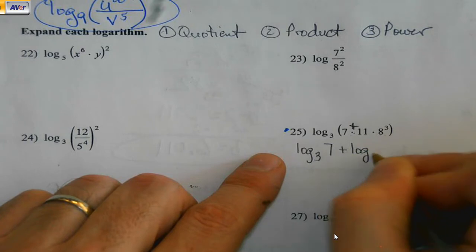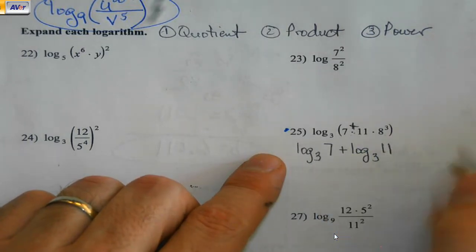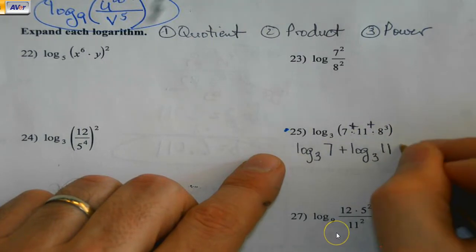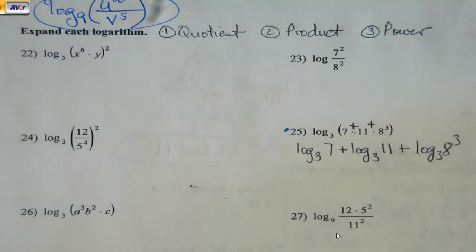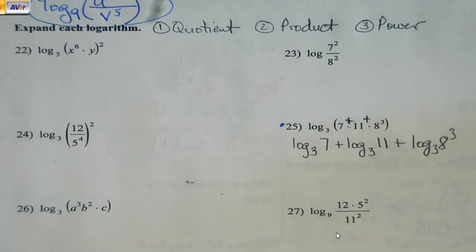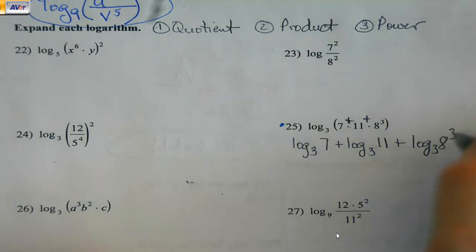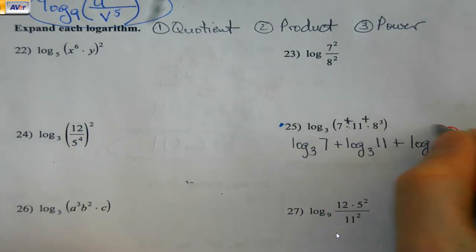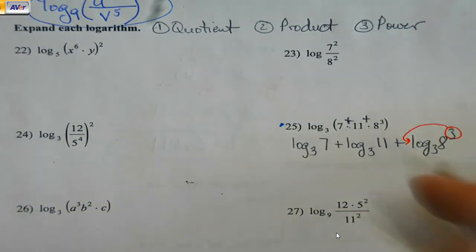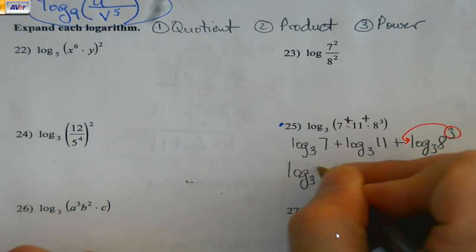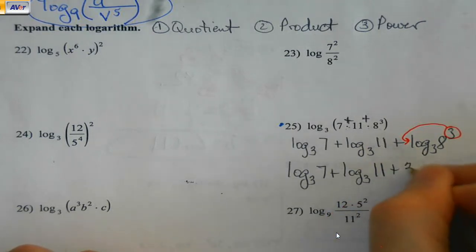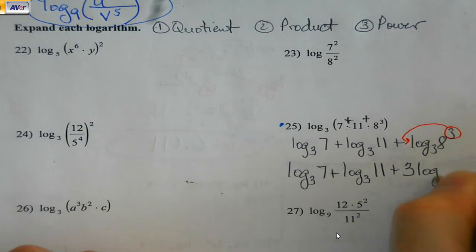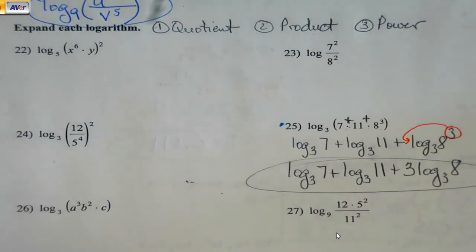Then I have a new log base 3 of 11. And I see another times, that's a plus. Log base 3 of 8 cubed. So that takes care of my product part. My power part now goes from exponent, and I have one, back to coefficient, back to what's in front. So that 3 goes away from being the exponent on my 8 and goes to the front.